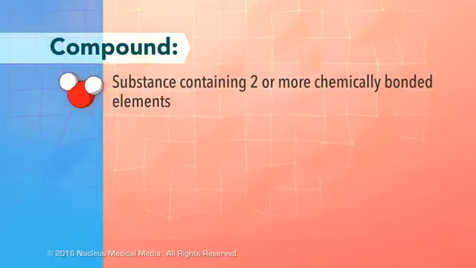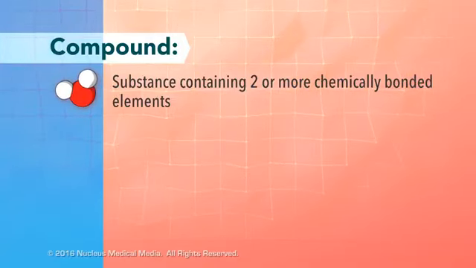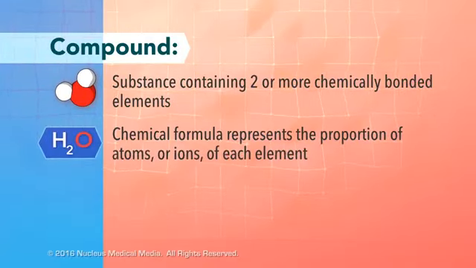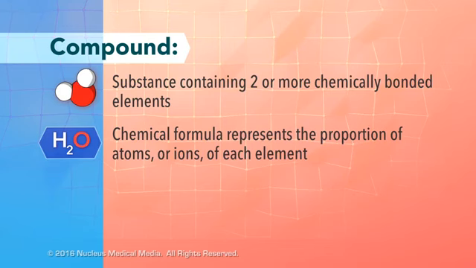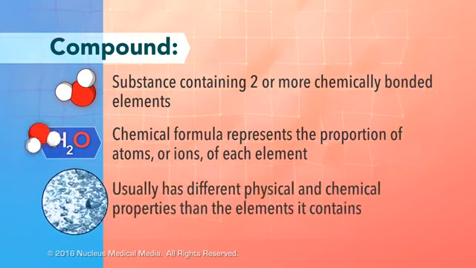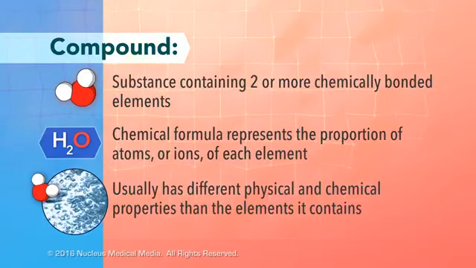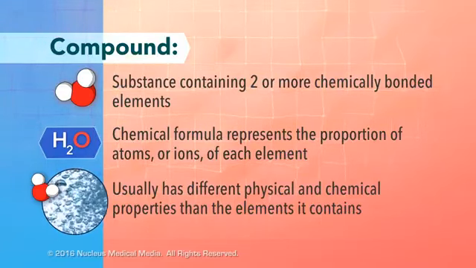In review, a compound is a substance containing the chemically bonded atoms of 2 or more elements. A chemical formula gives the proportional number of atoms or ions of each element in a compound. And a compound usually has different physical and chemical properties than the elements it contains. We'll explore how elements chemically bond together in the next video.